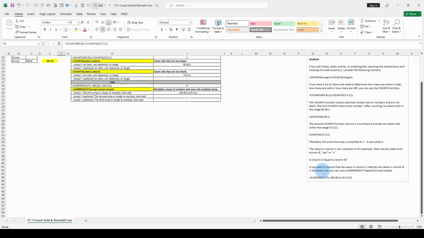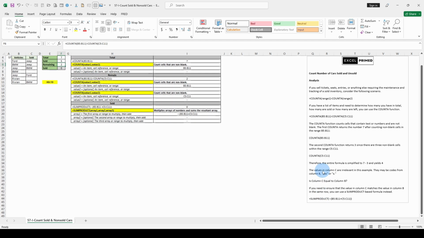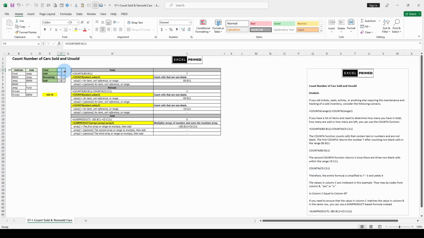If you need to ensure that the value in column C matches the value in column B in the same row, you can use a SUMPRODUCT-based formula instead. COUNTA, B5 to B11. 1, 2, 3, 4, 5, 6, 7. Count. We're not summing anything, we're just counting. Sold. COUNTA, C5 to C11.